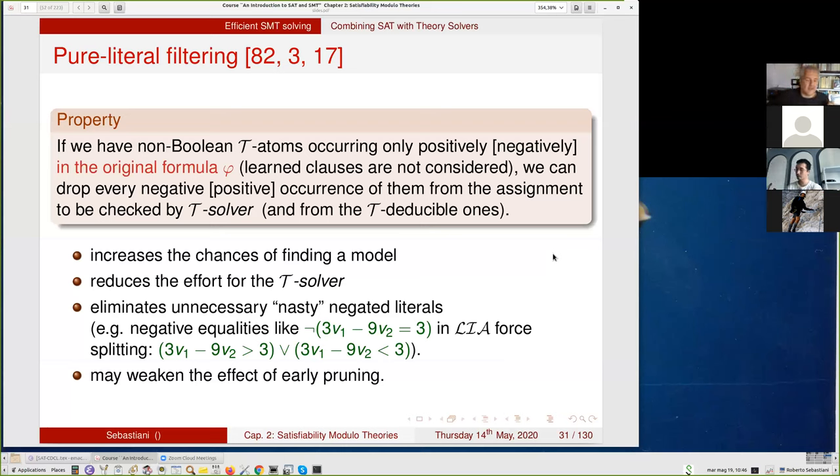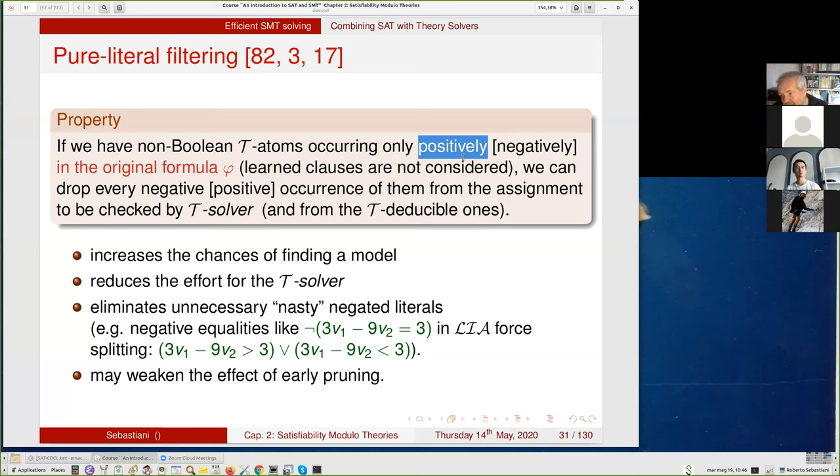Importantly, if you have a non-Boolean theory atom, the case of pure Boolean atoms is not relevant. Suppose you have a theory atom which occurs only positively in the original formula. Notice here, importantly, in the original formula, not considering learned clauses.